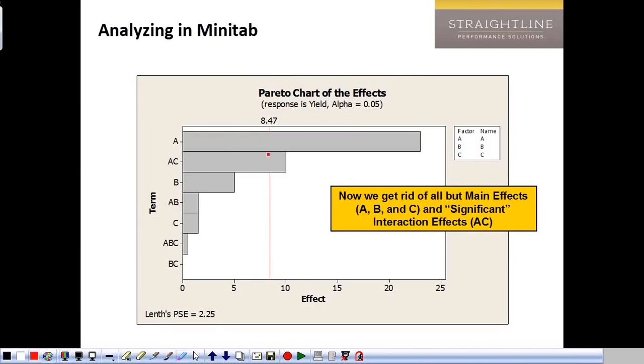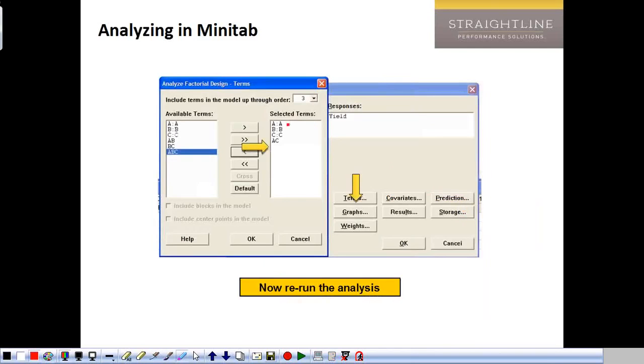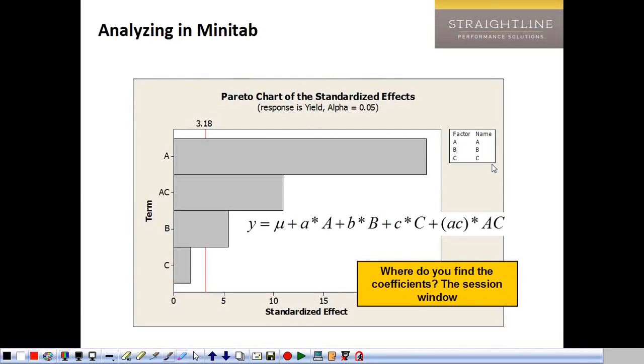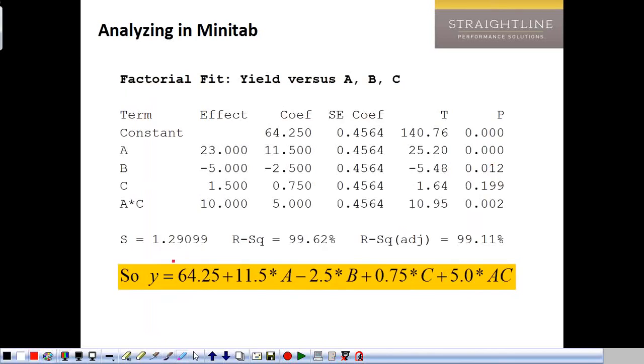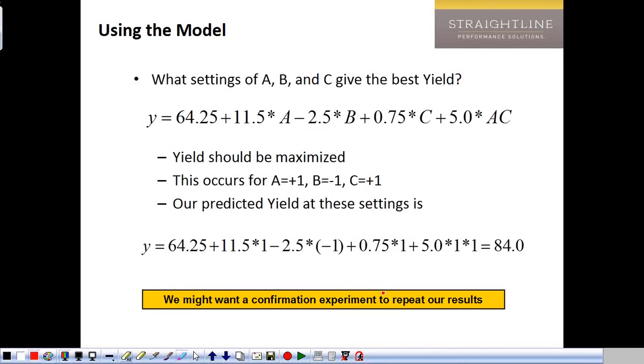And there it is. It shows that A and AC are significant. Everything else is not. So that's going to force us to look at all the main effects and the interaction that's significant. Okay, there's our model, and we can see that A, B, and AC are significant. Now notice I kept all the main effects when I redid it. And that's it. So here comes our model then, and we can use it, and you'll see it's exactly what we had before. And then we'll consider what gives us the best yield for this.